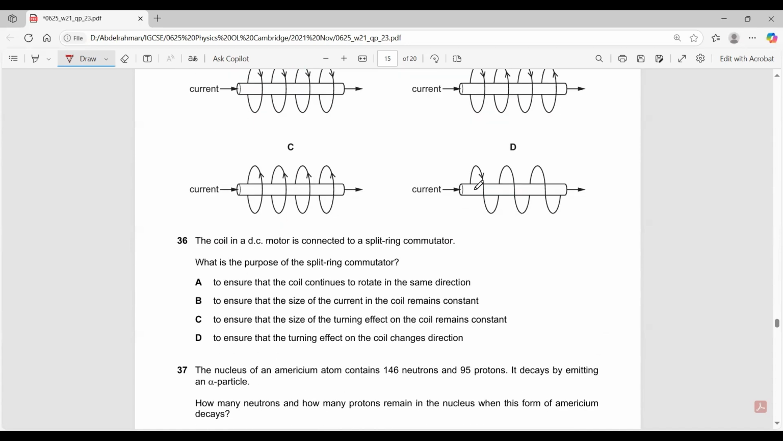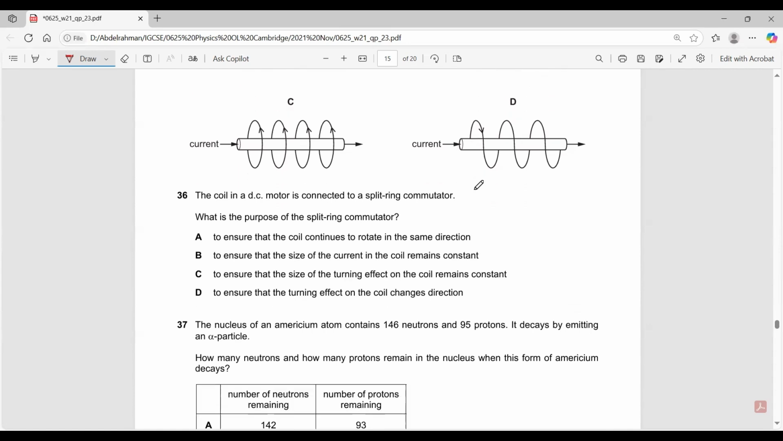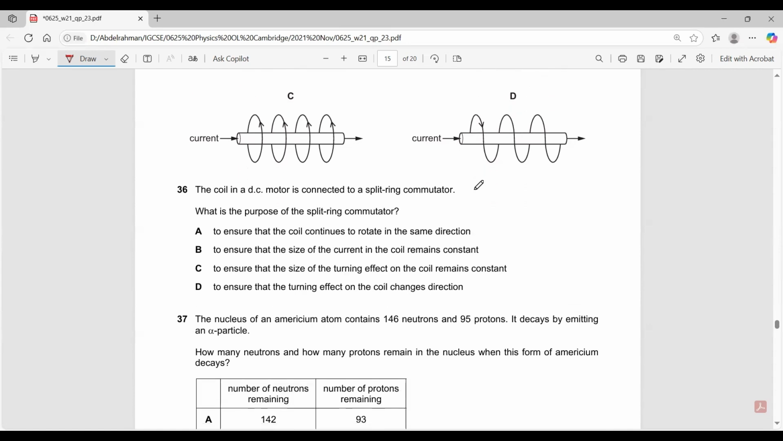The coil in a DC motor is connected to a split ring commutator. What is the purpose of the split ring commutator? To ensure that the coil continues to rotate in the same direction. Isn't this correct? Yes, it is. To ensure that the size of the turning effect changes? No, the split ring commutator does not have to do with the size of the turning effect. To ensure that the turning effect changes direction? No. The turning effect does not change direction. It continues in the same direction.